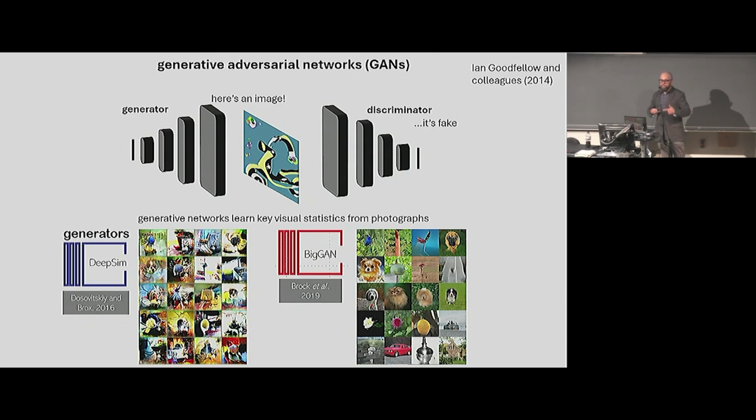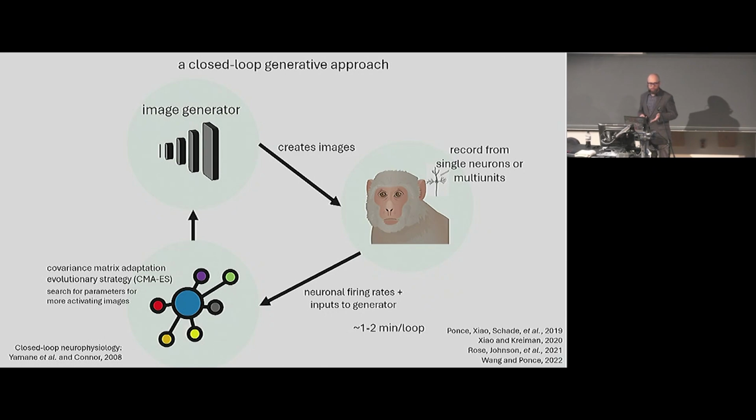So the way that we try to use these statistics to weaponize this idea of luck is using a closed-loop generative approach, where we take some of these generators and couple them directly to the activity of neurons in a monkey's brain, and then combine their information in such a way that a search algorithm is able to optimize and activate the neuron more and more. So I'll walk you through these steps one by one.